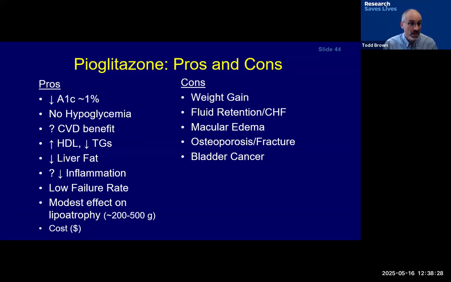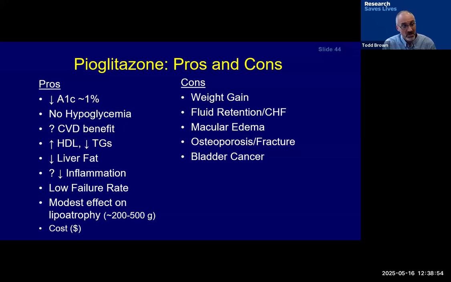The thiazolidinedione class: pioglitazone is the only drug left standing. We did have rosiglitazone at one point. We had troglitazone at one point. But pio is still around. It has decent A1C lowering, no hypoglycemia, some suggestion of a cardiovascular benefit, good effects on lipids and liver fat, and some evidence of decreasing inflammation. They actually have a very low failure rate.